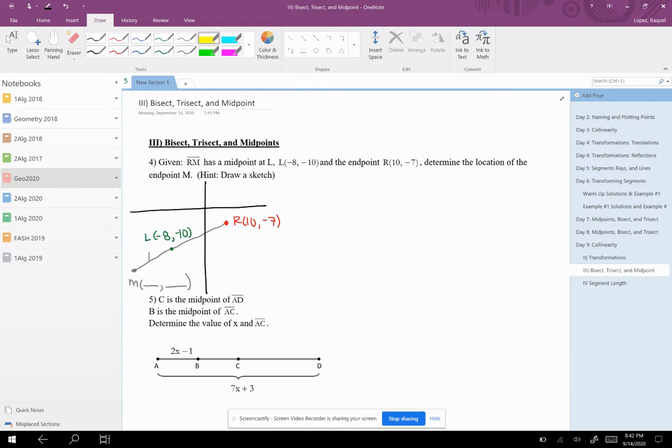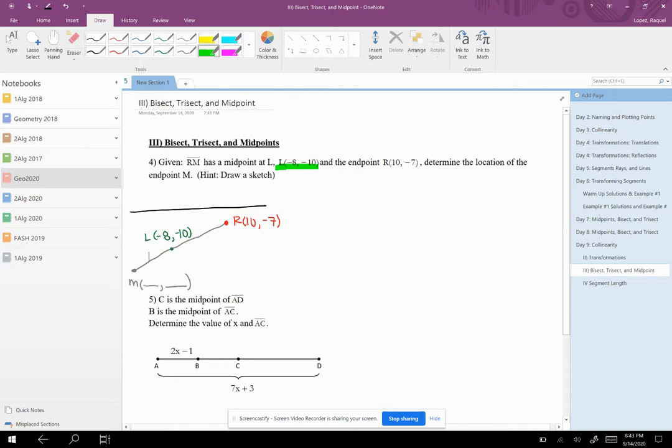A good rule of thumb in geometry, guys, is if there's no diagram already drawn for you, make one for yourself just to give yourself a visual. I've gone ahead and labeled it with the information I was given. One of the endpoints is at R, and I've labeled that right here. And then our midpoint, they said the midpoint was L, and I labeled that right here.